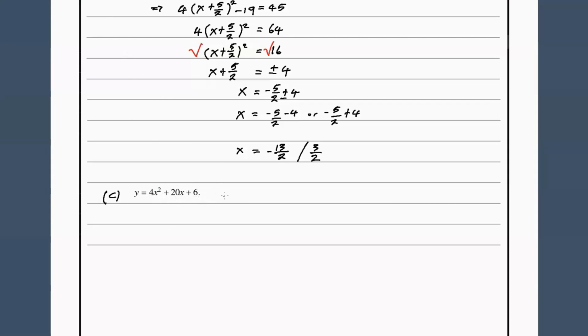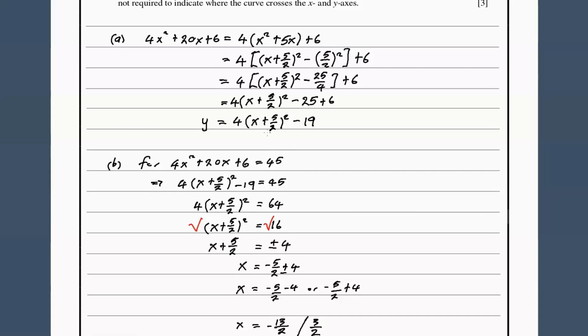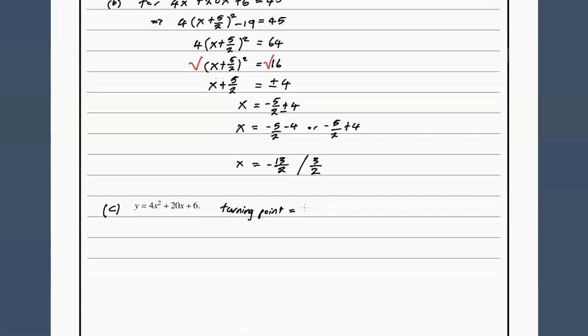And what information can we find? We can find the turning point. And the turning point, since we had completed the square above, we'll take minus of 5 over 2 and the term outside. So it's minus 5 over 2 and minus 19. So here, that's minus 5 over 2 and minus 19. Now also, we can see that the coefficient of x squared is greater than 0, is positive, which means that we know that our graph is going to be smiley face.